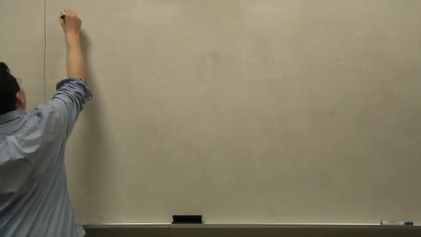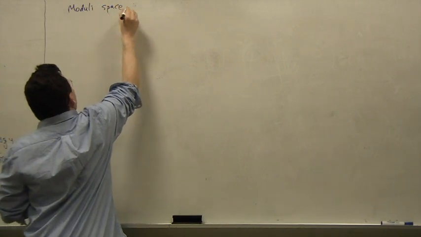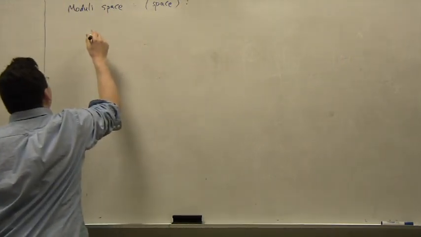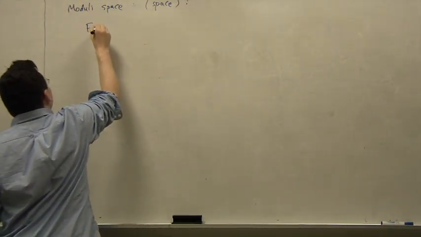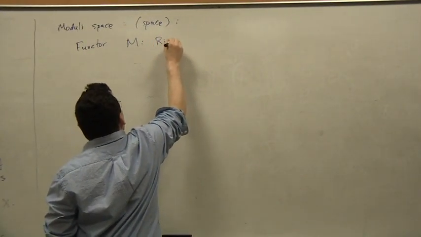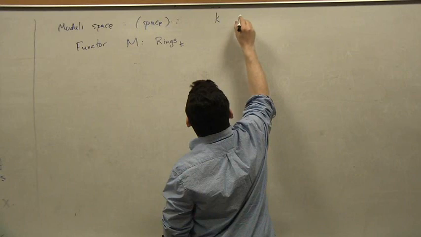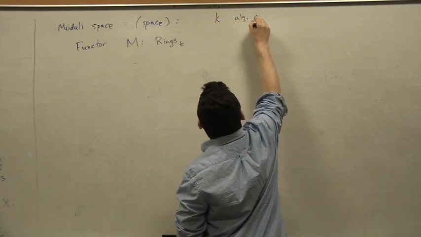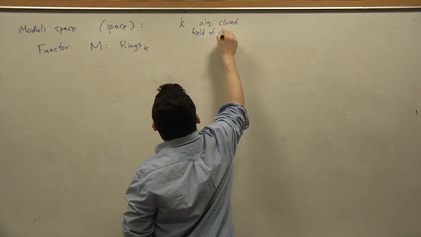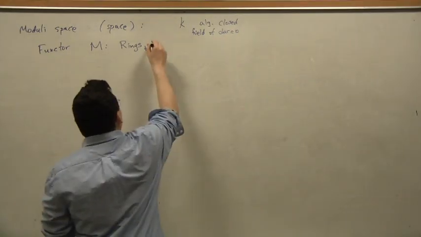So let me define a moduli space, or sometimes just space, when there's no ambiguity. So by this I will mean a functor from the category of rings over some field. So K will be, let's say, an algebraically closed field of characteristic 0. So you can safely assume it's the complex numbers. So from rings to sets.